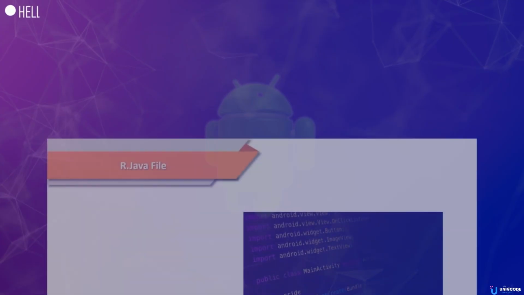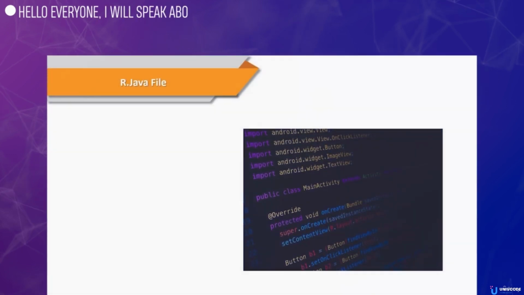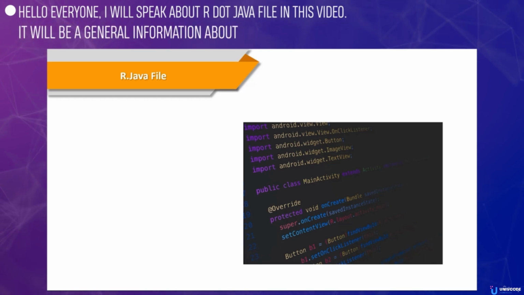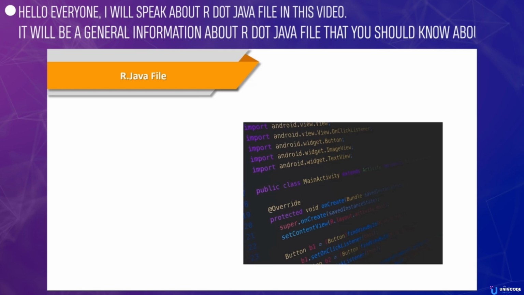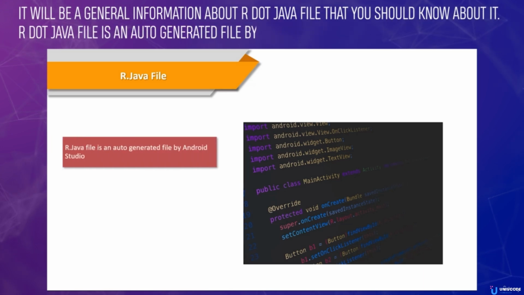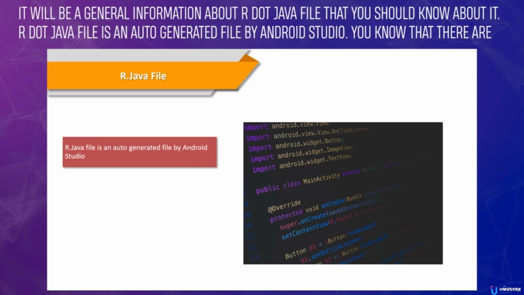All right, hello everyone. So I want to talk to you a little bit about r.java files in this video. So it's going to be some general information about the r.java file that you really ought to know about. So this r.java file is an auto-generated file by Android Studio.